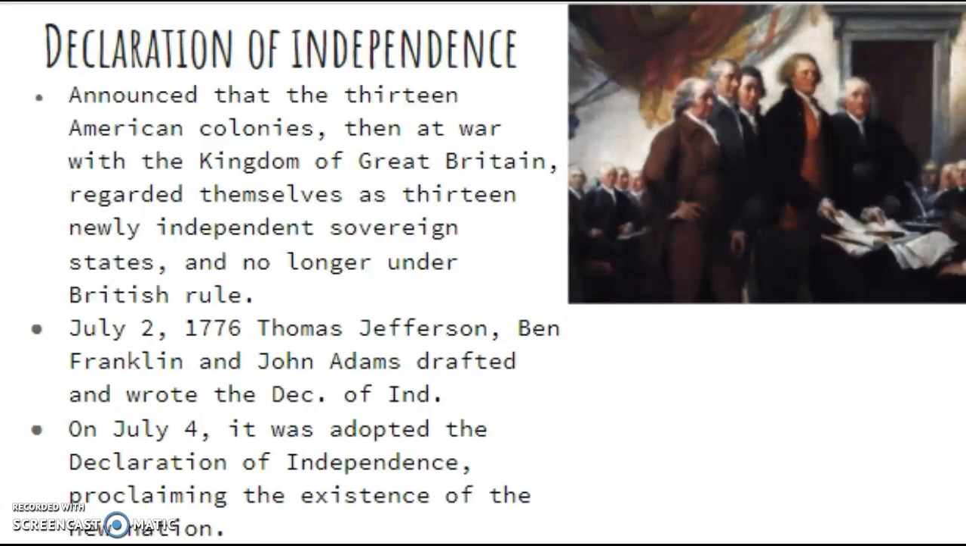All right, Declaration of Independence announced that the 13 American colonies, then at war with the Kingdom of Great Britain, regarded themselves as the 13 newly independent sovereign states and no longer under British rule. July 2nd, 1776, Thomas Jefferson, Ben Franklin, and John Adams drafted and wrote the Declaration of Independence. On July 4th, it was adopted, proclaiming the existence of a new nation. And we are going to be doing some additional work with the Declaration of Independence here soon.